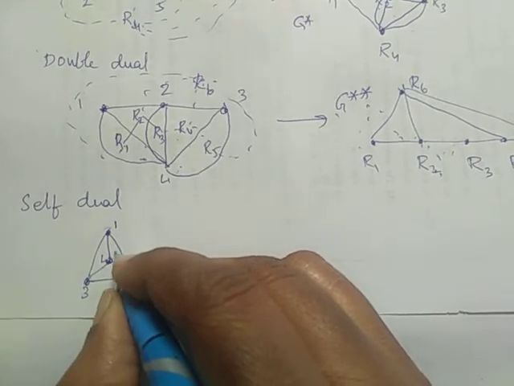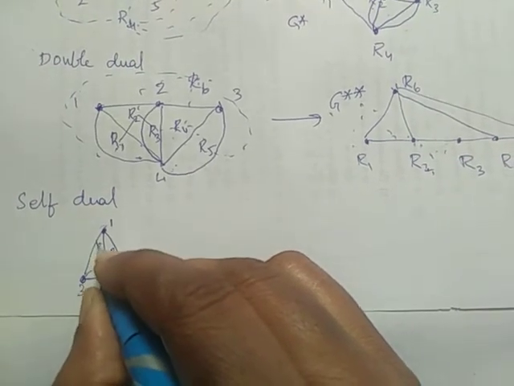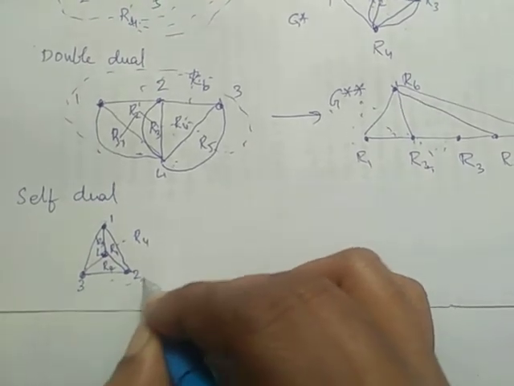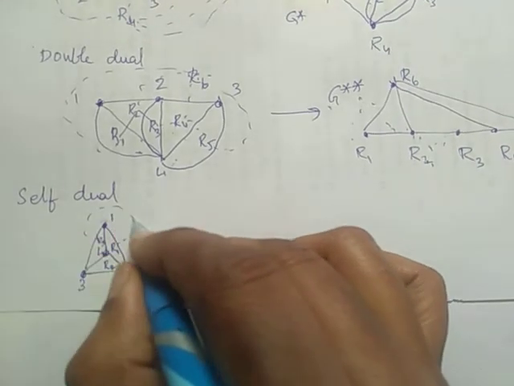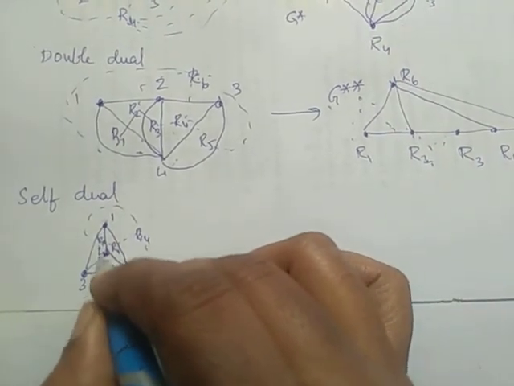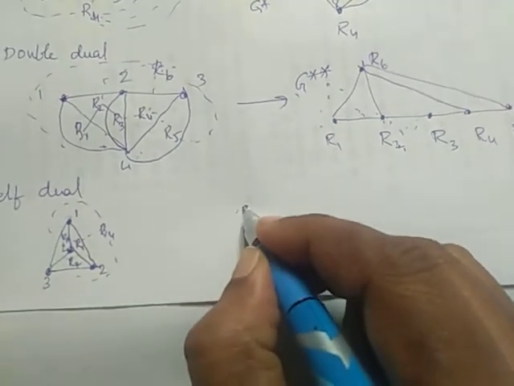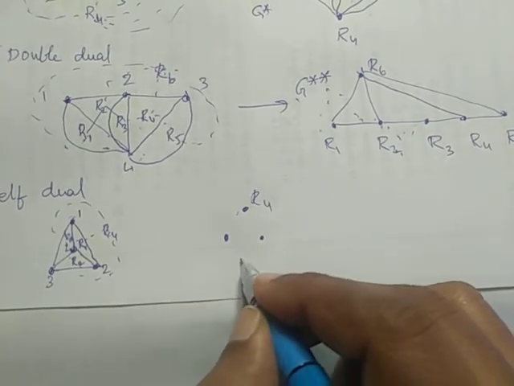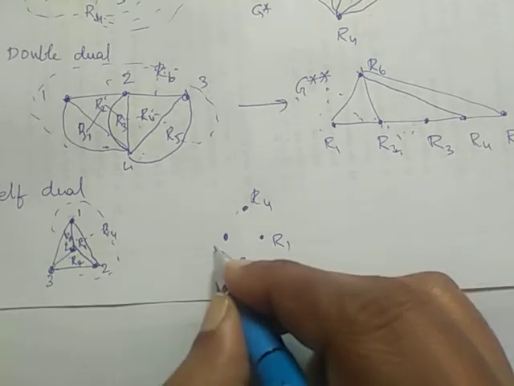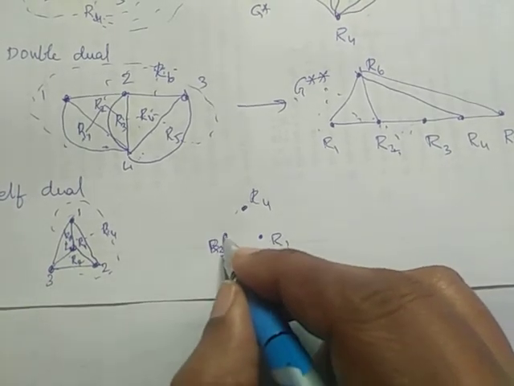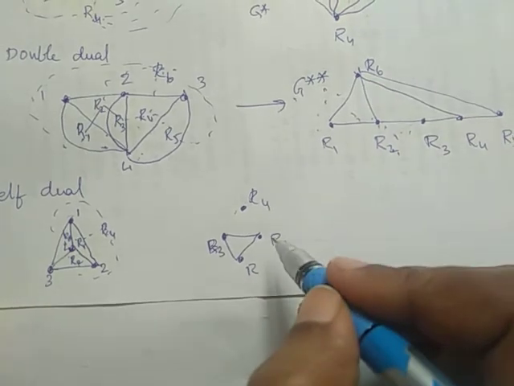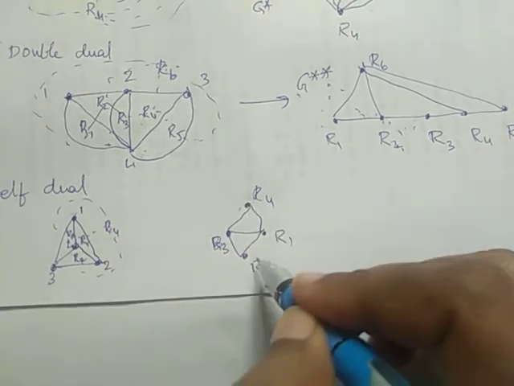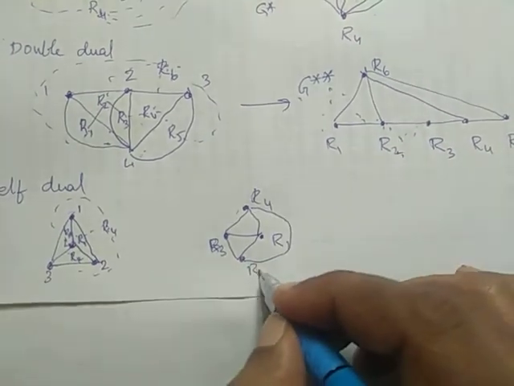It has region 1, region 2, region 3 and region 4. R1 is connected to R4, R2 is connected to R4, R3 is connected to R4, and in between they are also connected. So we will have R4, R1, R2 and R3. R1 is connected to R4, R3 is also connected to R4, and R2 is also connected to R4.